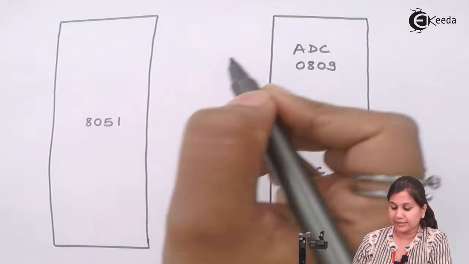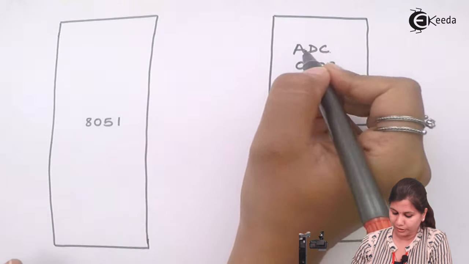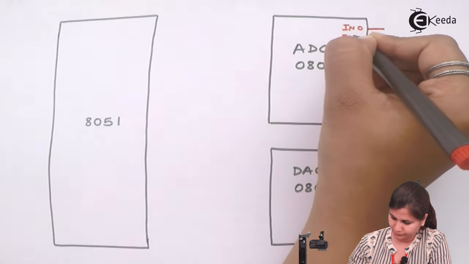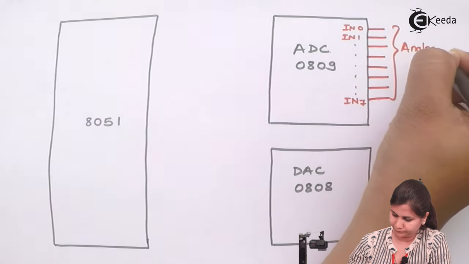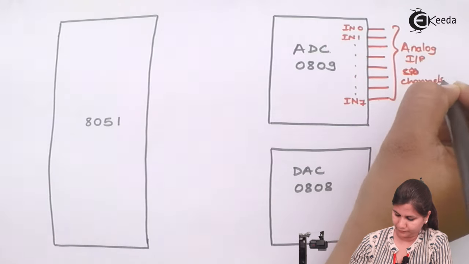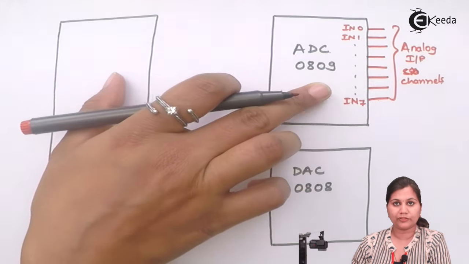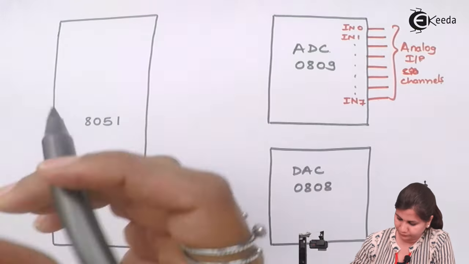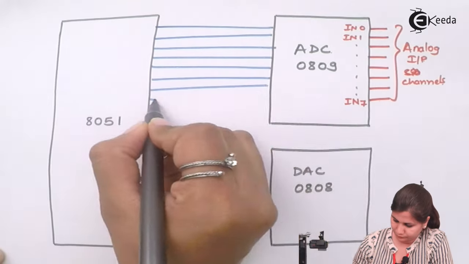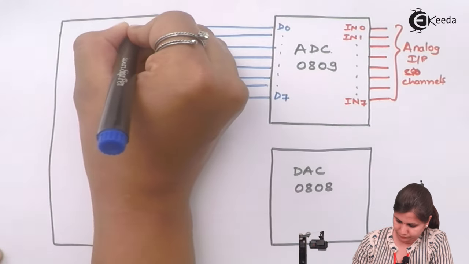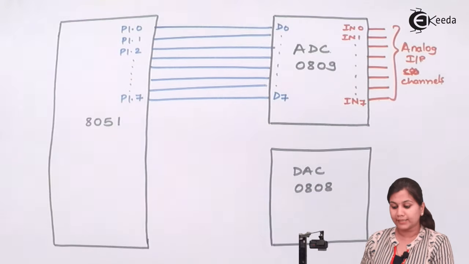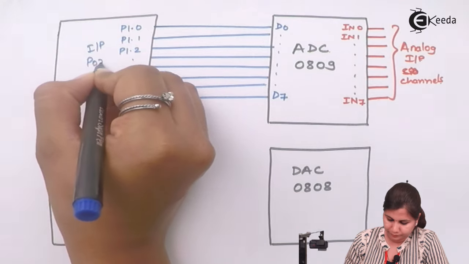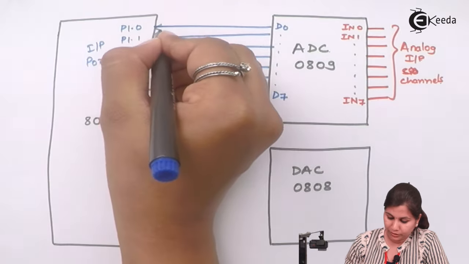0808. Now when this 8051 is interfaced with the A to D converter, the A to D converter is going to get the analog input. So these are the 8 analog input channels. Out of that, only one channel will be selected and that analog signal will be converted into digital. So here we will have digital output. This is port 1 of 8051, which is used as the input port. Okay. This is getting the digital input from the A to D converter.